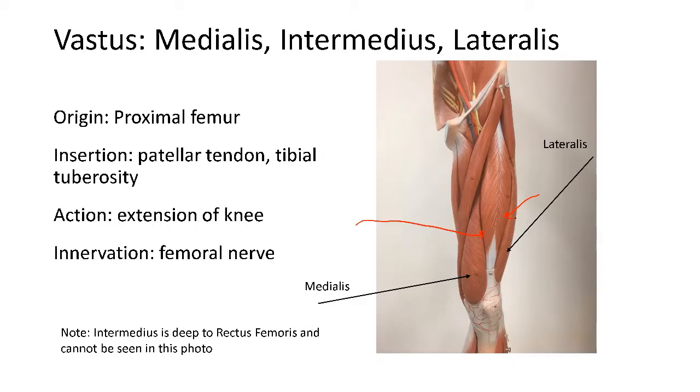And again, the insertion is on that tibial tuberosity. They come down here with rectus femoris, which is why they're the quadriceps. They all feed into the same tendon. But because they do not cross the hip, they cannot move the hip. They can only work on extension of the knee because they don't actually go to the hip. So they are part of the power of the extension of the knee, but they still receive the femoral nerve because they are anterior.